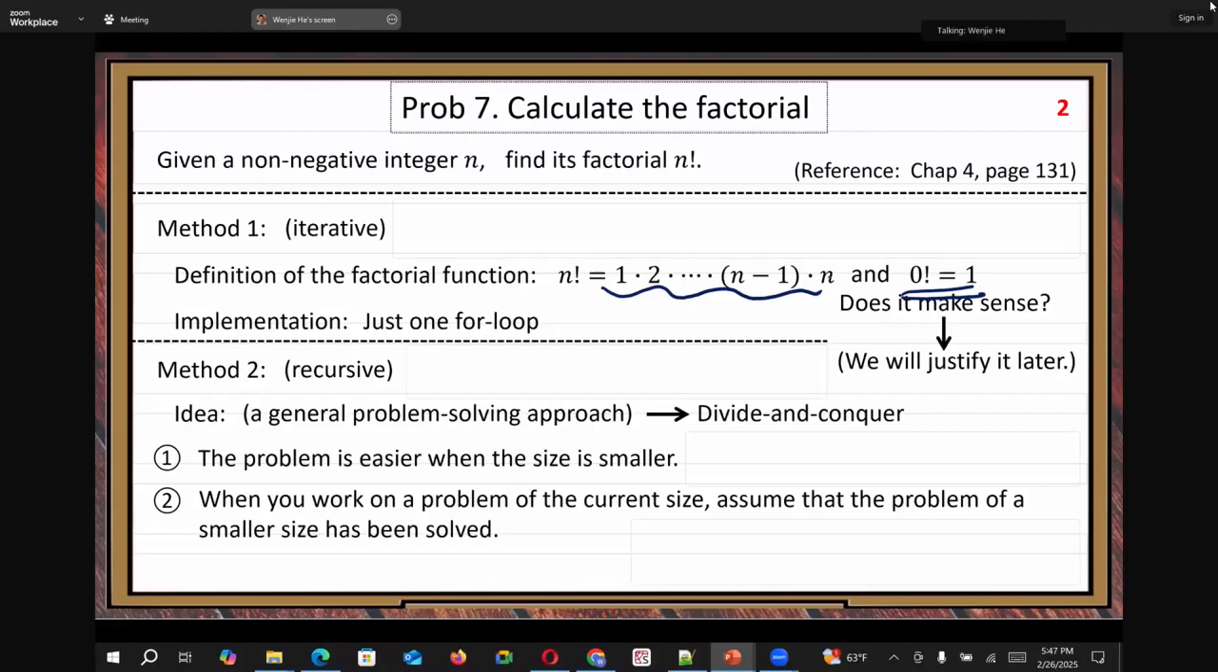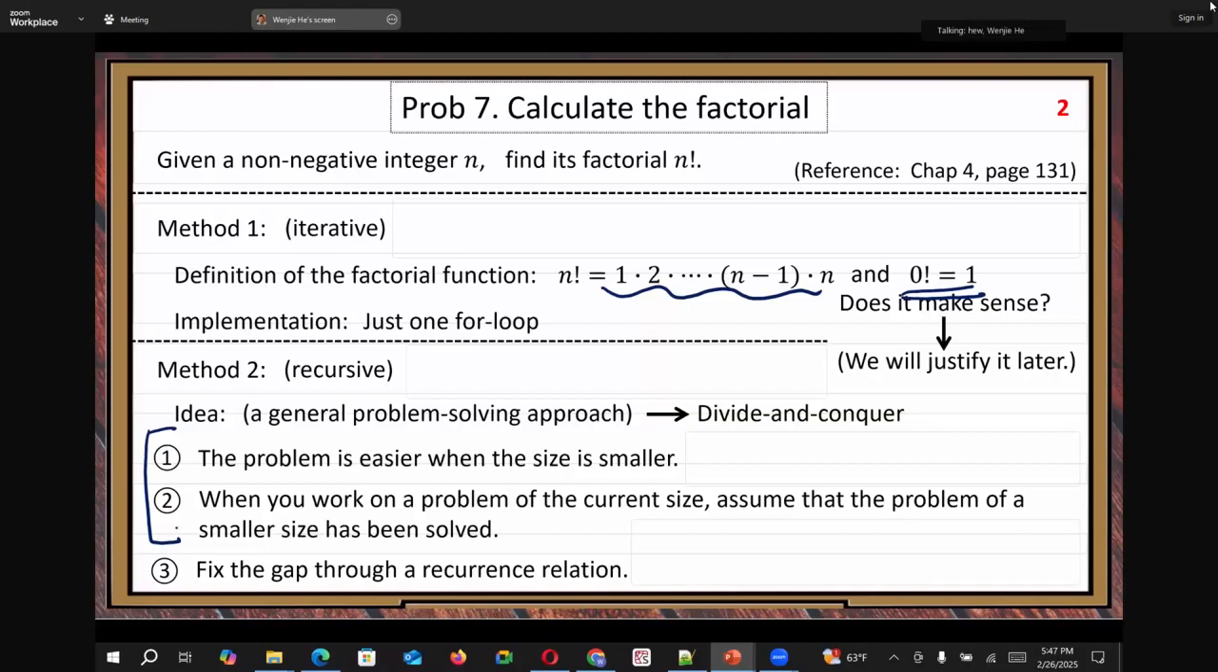So these 2 steps I write here, after a few examples, we can understand these 2 statements better.